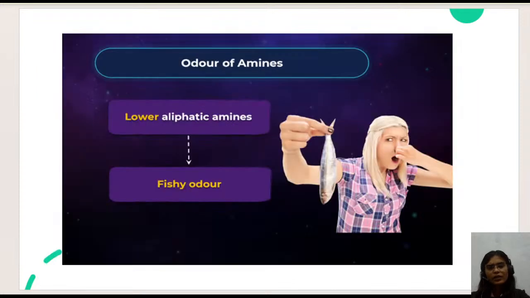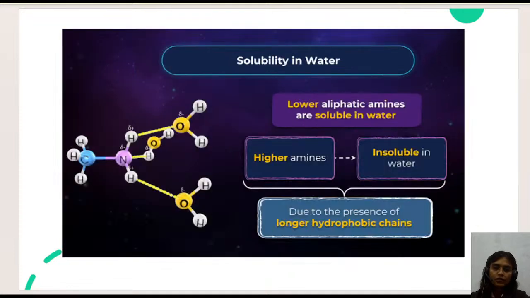How about the smell? I guess you already know the fishy smell and the very bad smell of ammonia. So for odor, lower aliphatic amines have a fishy odor and a very bad smell, like nitrogen compounds. Next one is solubility in water. Everyone knows amines are soluble in water. The reason is hydrogen bonding. Let's understand how.